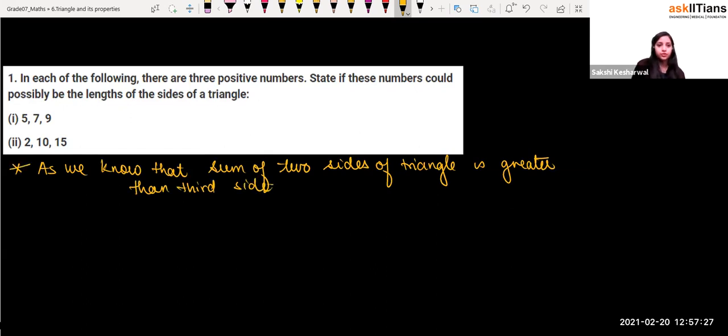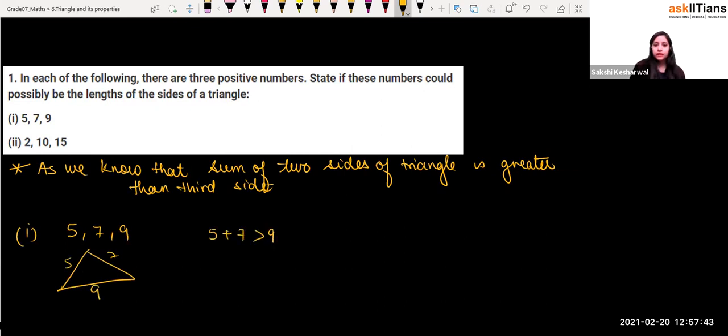Now let's talk about the first point, right? It says 5, 7, and 9. If you just feel like, you can make a small triangle with 5, 7, and 9, just see. Can I say that 5 plus 7 is greater than 9? True. Can I say that 7 plus 9 is greater than 5? True. Right? Can I say that what is left, 5 plus 9, is greater than that of 7? Yes.